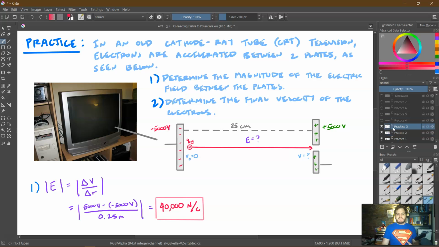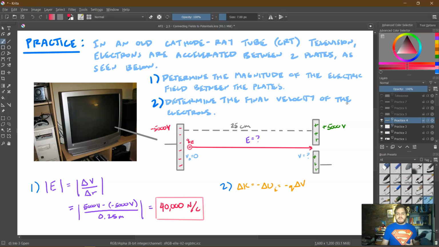Now I plug in. The change would be final minus initial. The final was plus 5,000 volts. The initial was minus 5,000, so plus 5,000 minus negative 5,000 would be 10,000, divided by the distance in meters, which is 0.25, and we get a total electric field of 40,000 newtons per coulomb. Boom, done. Pretty simple.